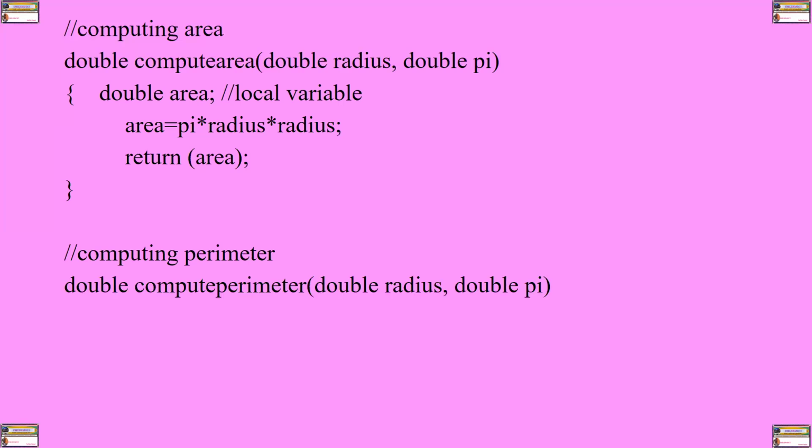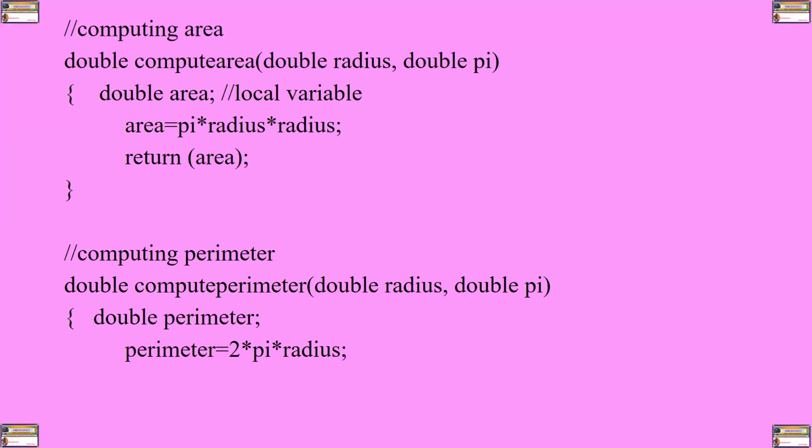The next function is for computing perimeter. Its name is compute perimeter. It's expected to return a value of type double. It's receiving two parameters. The first value will be received and stored temporarily in the parameter called radius, and the second one will be received and stored temporarily in the parameter called pi, which is of type double. Then we are declaring one local variable called perimeter, which is supposed to hold data of type double.